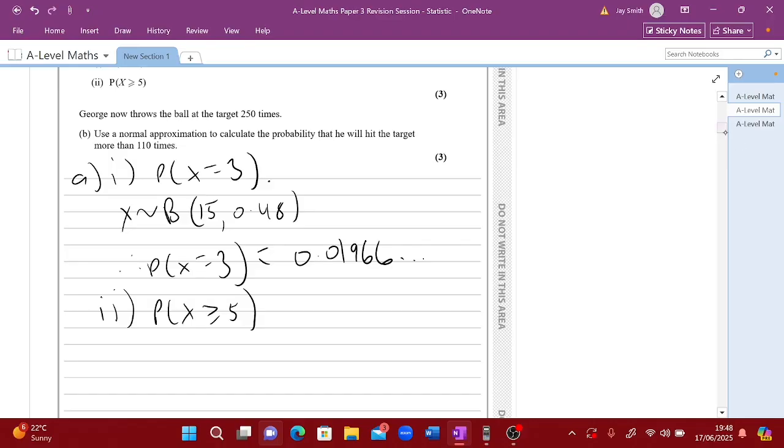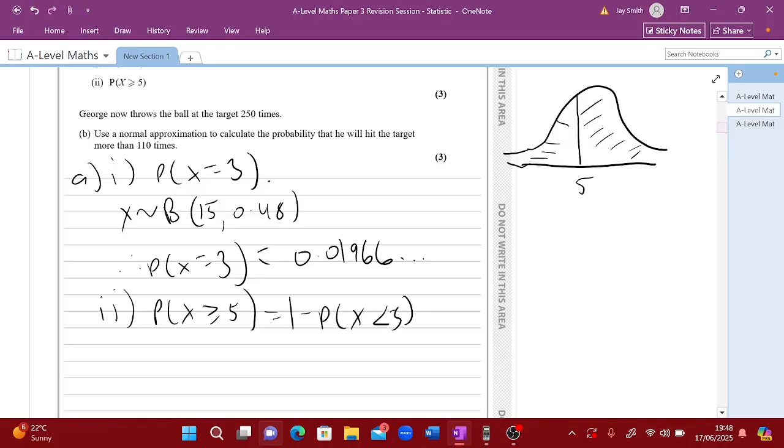Imagine almost like a normal distribution curve. So imagine we have this sort of curve here, and x is 5, say here. Obviously, we want all that probability here. But like a normal distribution, the total probability under the curve has to add up to 1. So alternatively, this is the same as 1 minus probability x is less than 5. So if it's greater than or equal to 5, we can do 1 minus when it's less than.